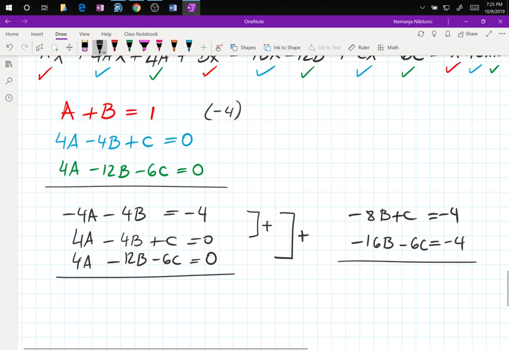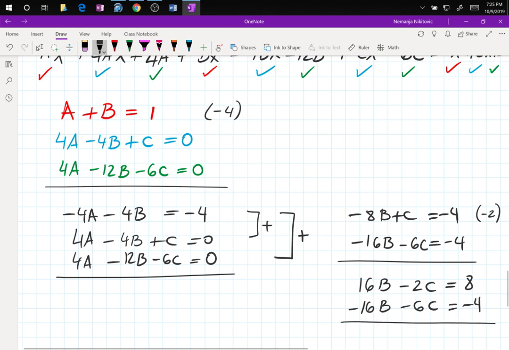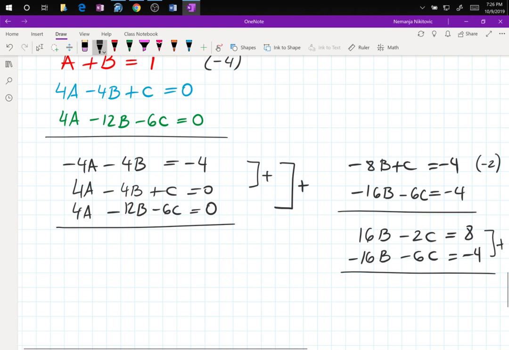All right, so now there's way too many negative signs everywhere, right? But such is life. We multiply this one by -2, and we can kill b's. Good. So when I multiply by negative 2, I have 16b minus 2c equals +8, and then -16b minus 6c equals -4. Just copy it, and when I add them, b's cancel. I have -8c equals 4, c equals -1/2.